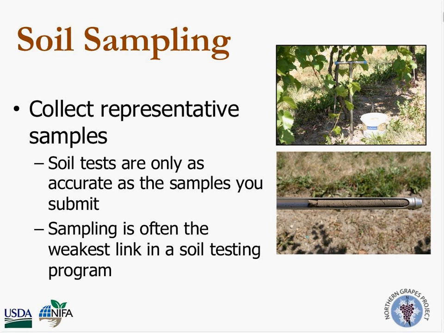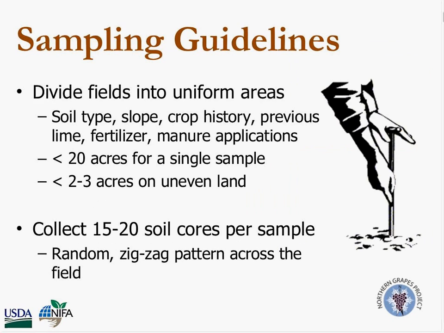To do this, we recommend dividing the field into uniform areas by soil type, slope, and crop history. If it's a very uniform field, you can go up to about 20 acres, but most of the vineyards I've seen are on very rolling hills, so you'd want to break that up into smaller parcels, perhaps 2 to 3 acres, and then submit the samples.